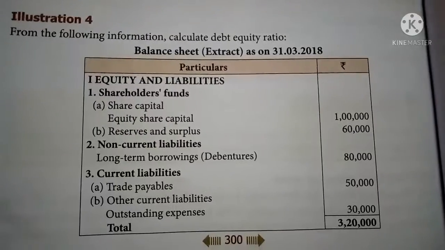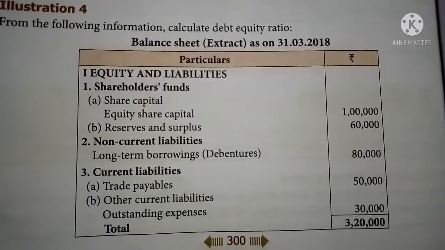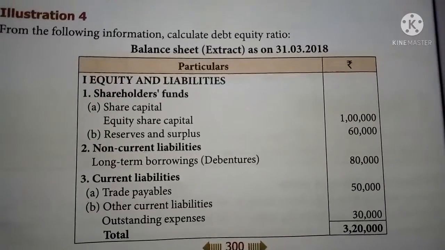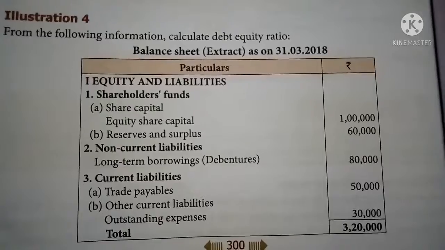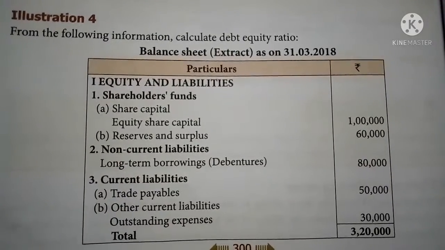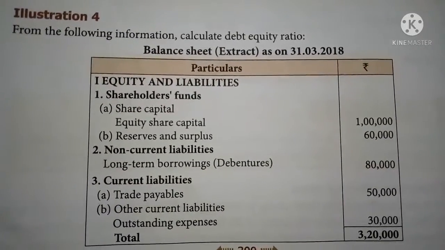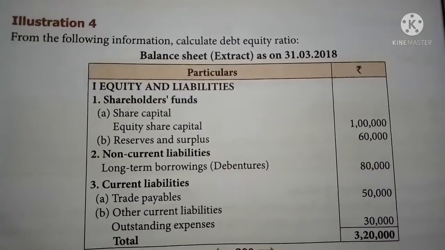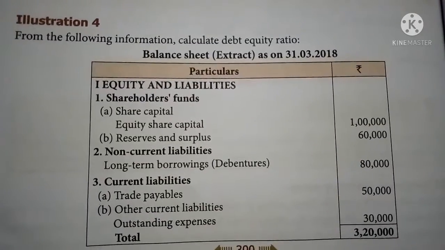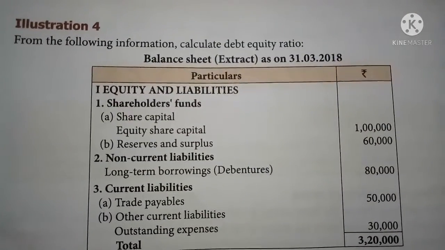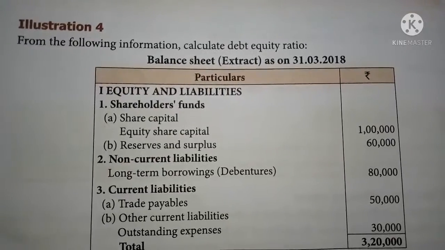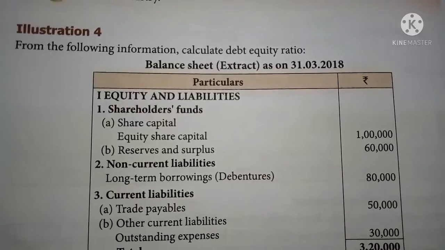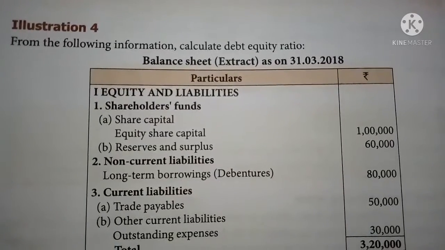From the given information, for the long-term debt we should take only the long-term borrowings, that is debenture 80,000. It is the only long-term borrowing, so it is assumed as long-term debt. In order to find out the shareholders fund, you should take equity share capital 1 lakh and reserves and surplus 60,000. When we add these two amounts, the shareholders fund will be 1,60,000.